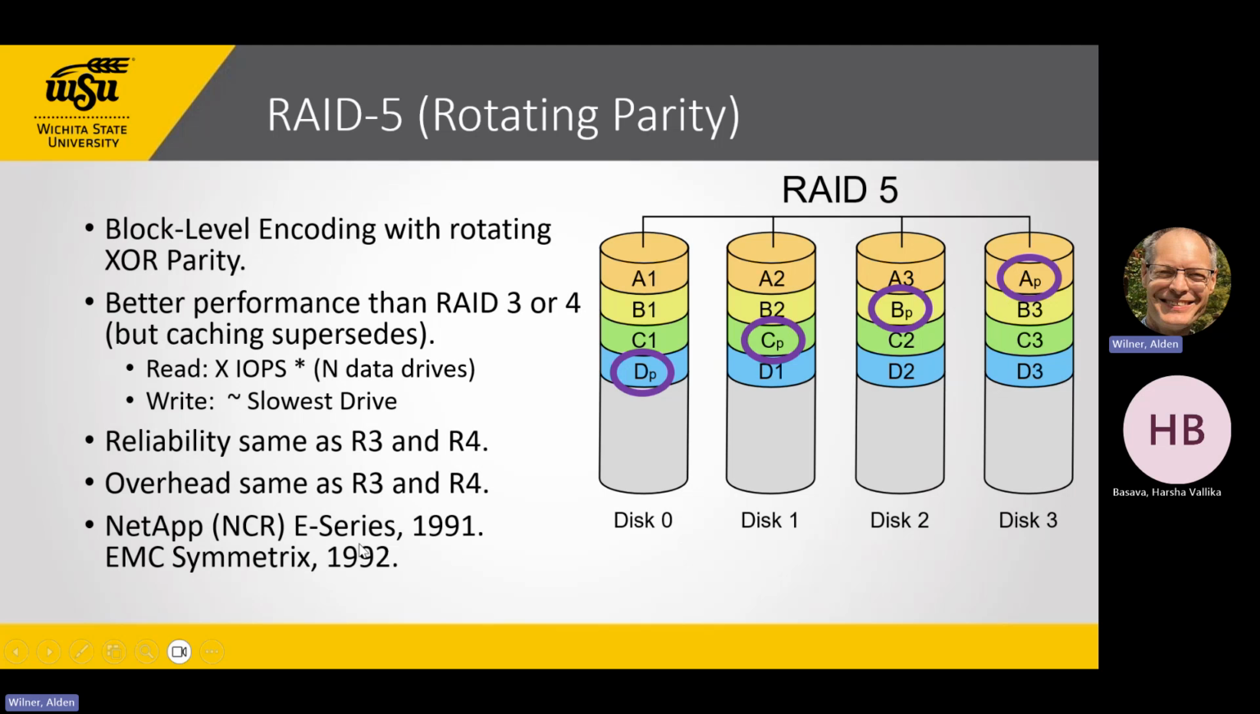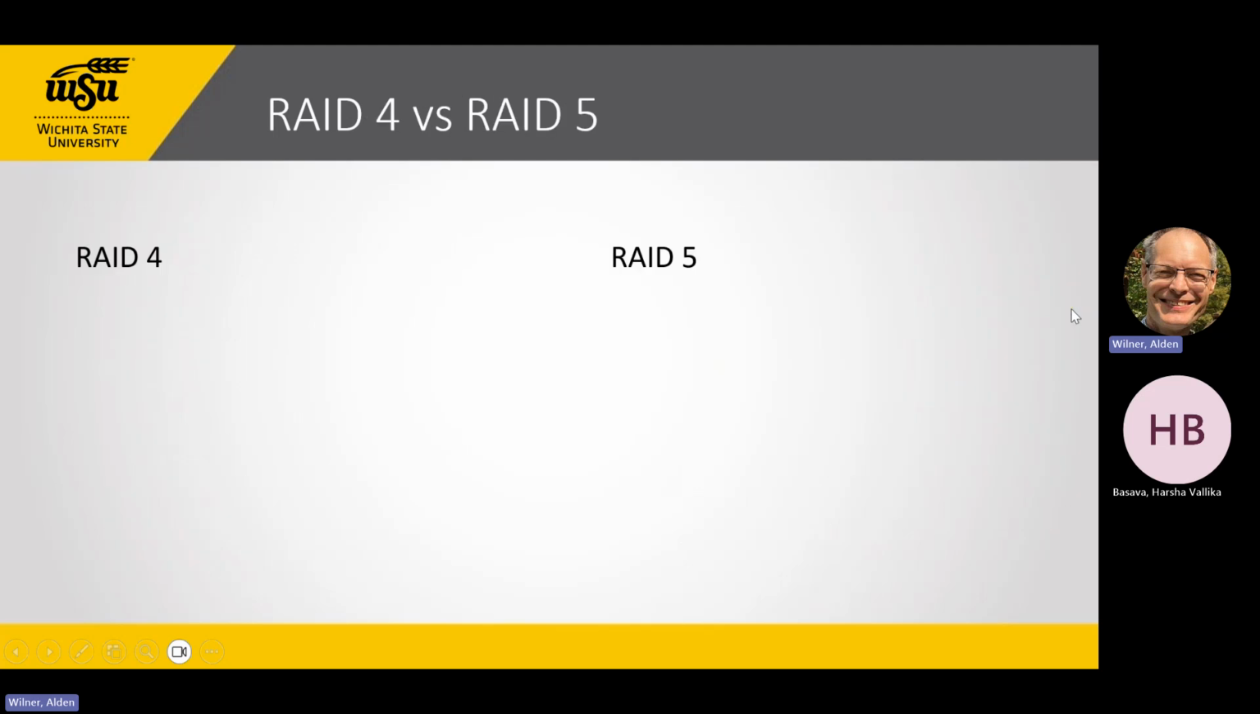I was working at NCR when they released the E-Series. NCR later got bought by NetApp. So NetApp actually sells 2 different competing types of RAID algorithms. They sell the RAID 4, they sell the RAID 5, right? So they had 2 different products. They kind of combined them into a single product line, but you know, we'll see how long it lasts.